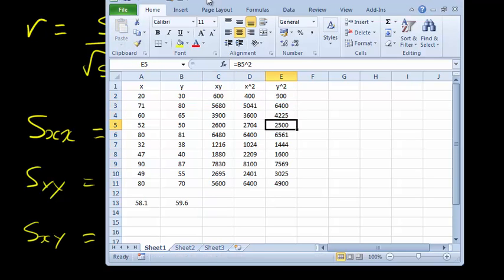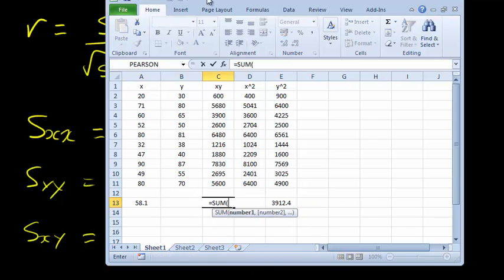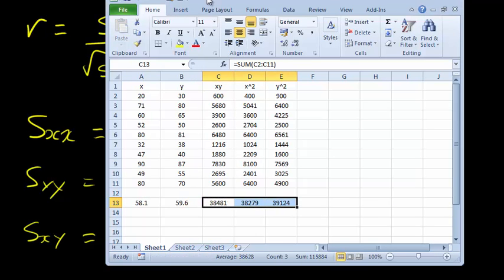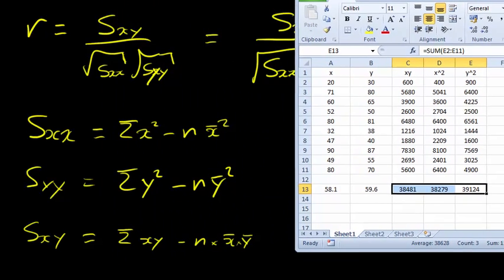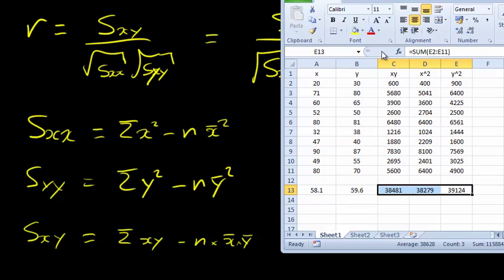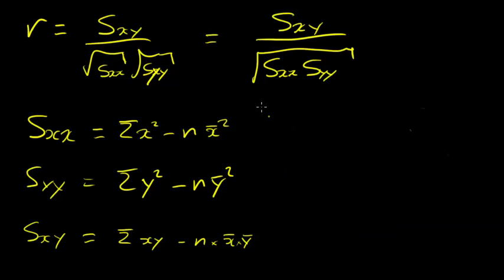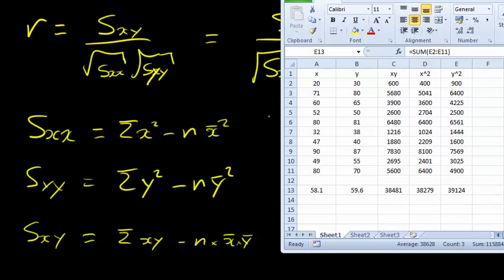Copy them all down. Sum them all up. Oh no, that's the average, isn't it? So let's sum them all up. And so there are my values. And I can now use these values in this lovely little formula. So sigma xy was 3841. So sigma xy equals 38481.